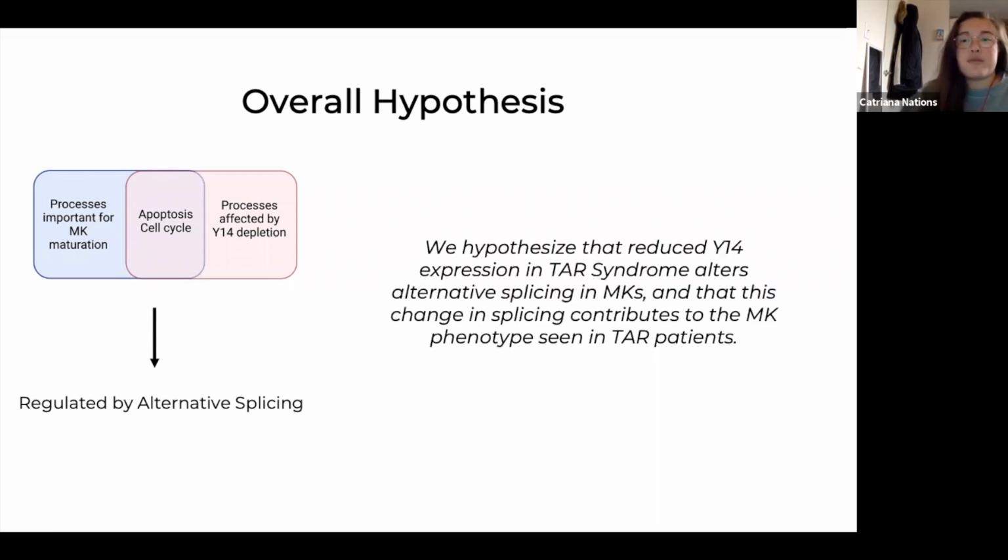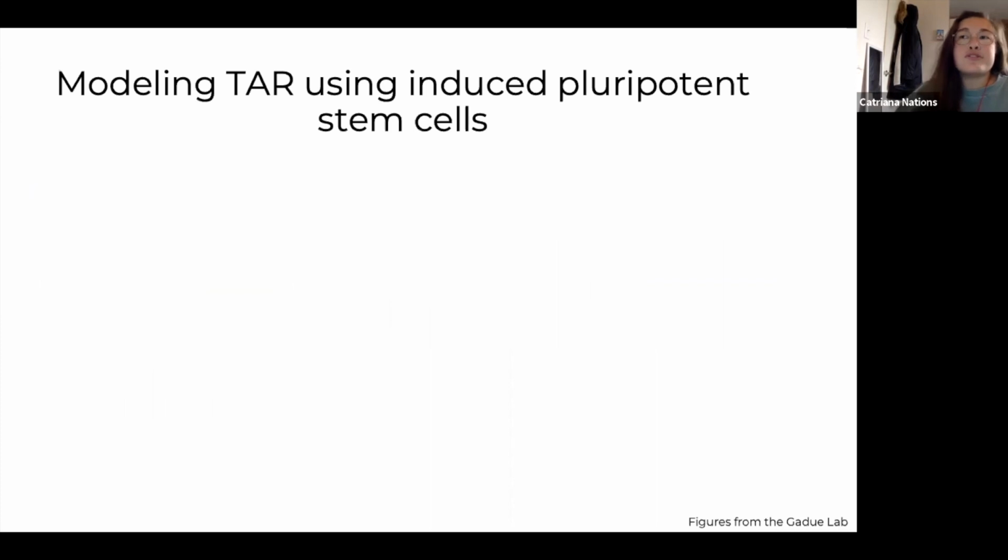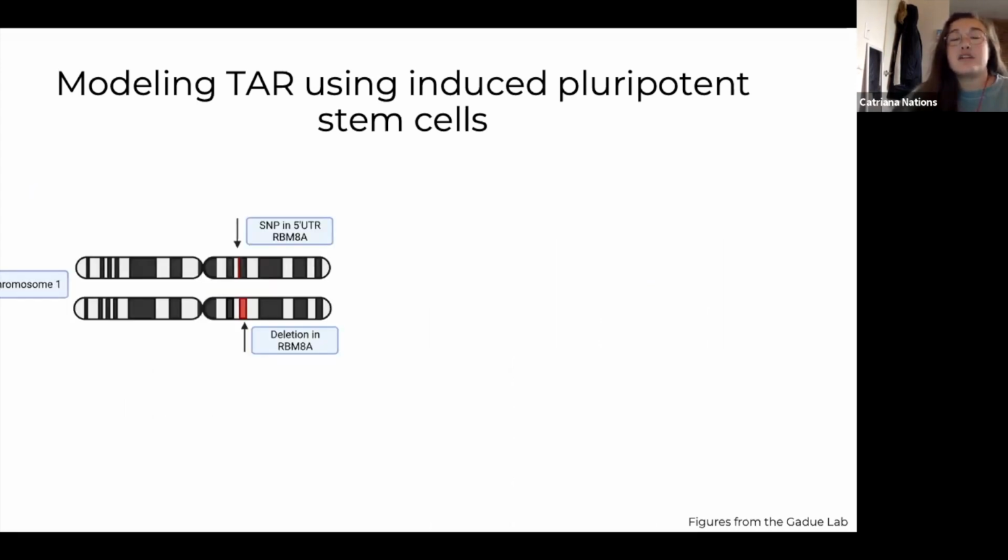So, we therefore hypothesize that Y14 expression in TAR syndrome alters alternative splicing in megakaryocytes, and that this change in splicing contributes to the MEG phenotype that we see in TAR patients. In order to address this hypothesis, the GDU lab has generated two patient-derived iPSC lines that both contain the 200 kilobase deletion in one allele of RBM8A, as well as a single nucleotide polymorphism in the 5' untranslated region of the other allele of RBM8A.